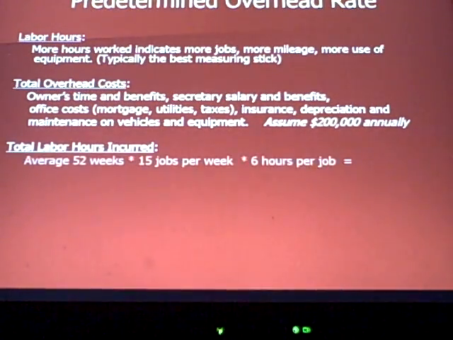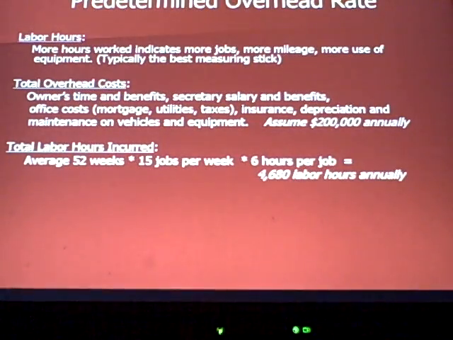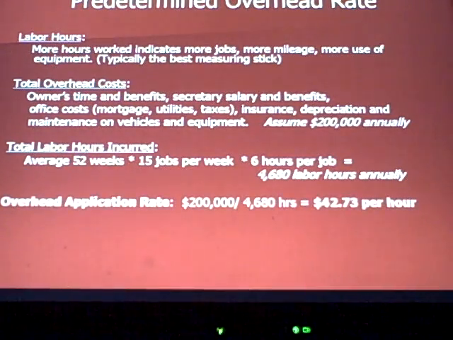We're going to compare that with the total labor hours we typically incur in a year. So 52 weeks, Joe's tree service typically does 15 jobs, 6 hours per job. He estimates 4,680 direct labor hours each year. And our overhead application rate simply takes the costs in total for the year divided by labor hours for the year. We have to apply or assign about $42, $43 an hour to each job to make sure that we cover our overhead rates.